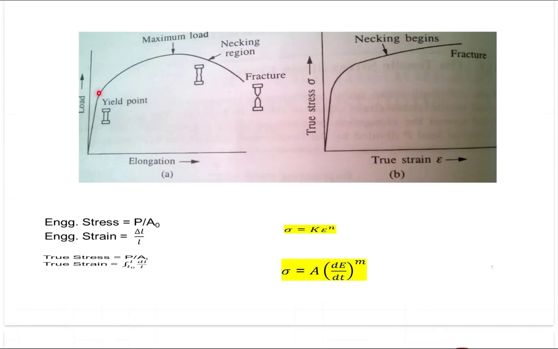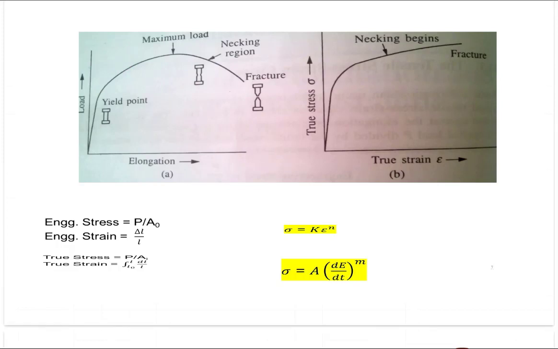Now if you see in this region, you are increasing the load, and at the same time the material is resisting. That's why this load is increasing. This portion we call strain hardening of the material.